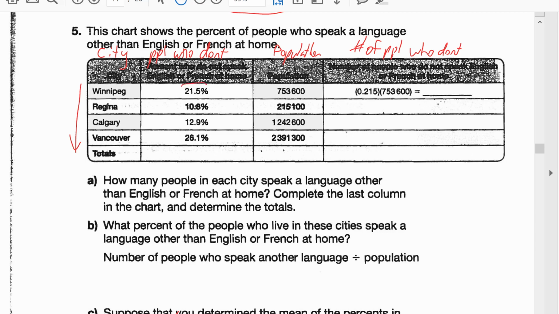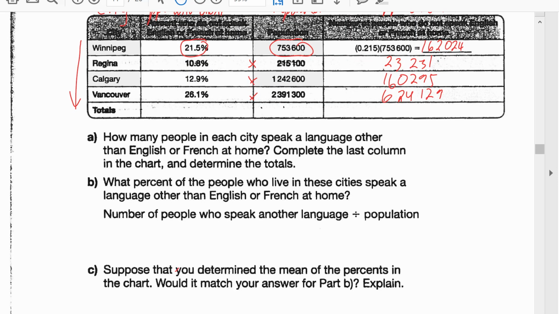So in Winnipeg, 21.5% of people don't speak English at home. We have a population of 750. So we times them together and we get 162,024 people don't speak English at home in Winnipeg. So do that for the rest of these. Just multiply, multiply, multiply. You're going to get 23,231, 160,295, and 624,129.